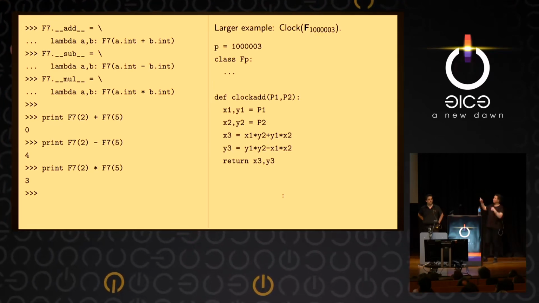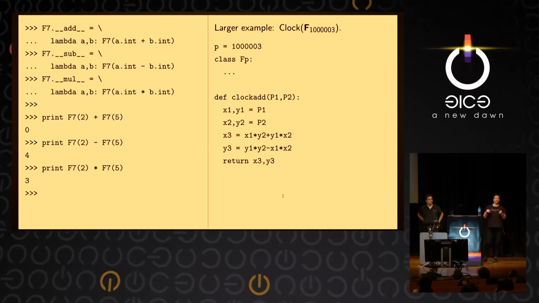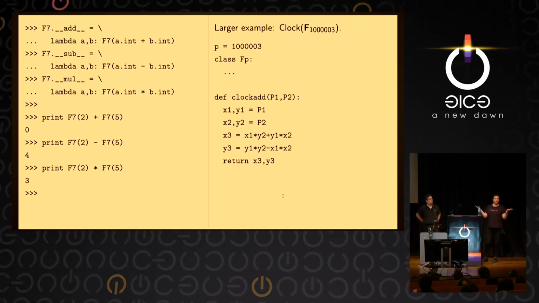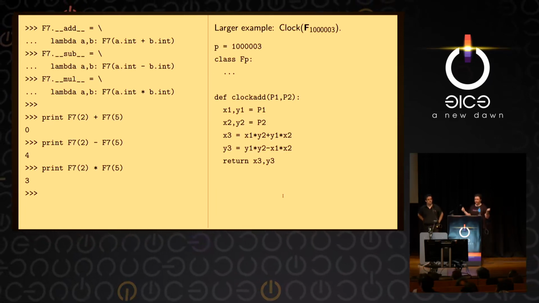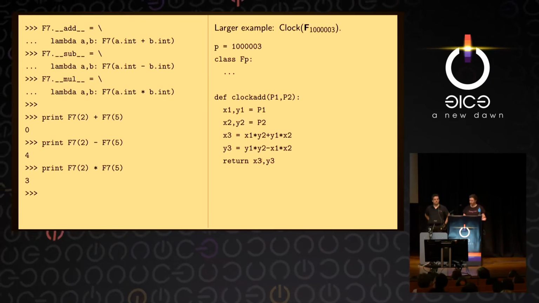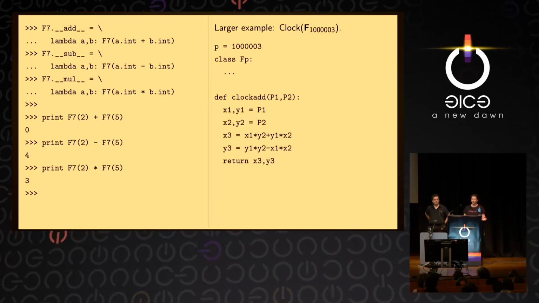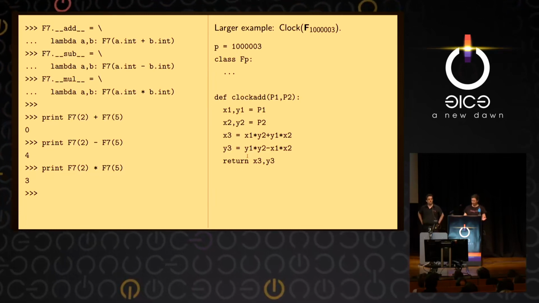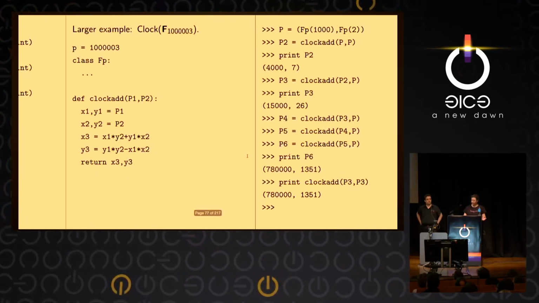So this is just what we did on the real clock before. Now I'm going to plug in elements mod 1,000,003. So I take my points, and I do the x1, y2, y1, x1, x2, and so on, and then I return the points. So let's take an example of this.